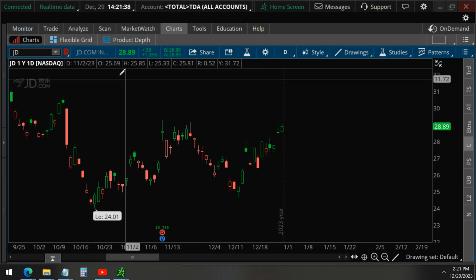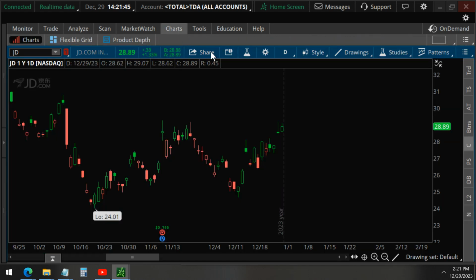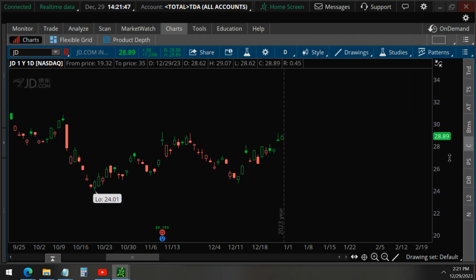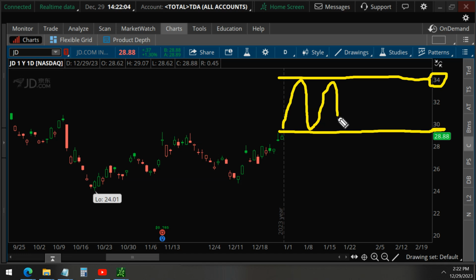Okay, so as we mentioned, break-even $29.80 and 34. So as long as this trade by next week is around this $34 price and $29 around here, as long as JD is trading in this range, in 7 days, this trade will be very profitable.